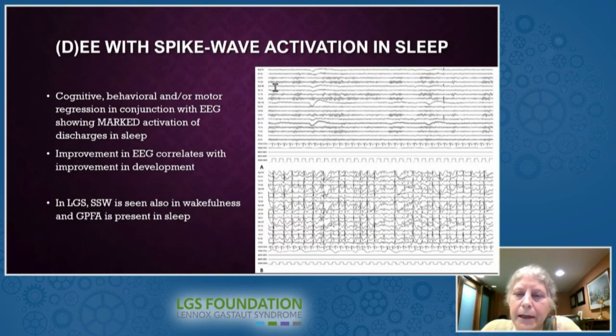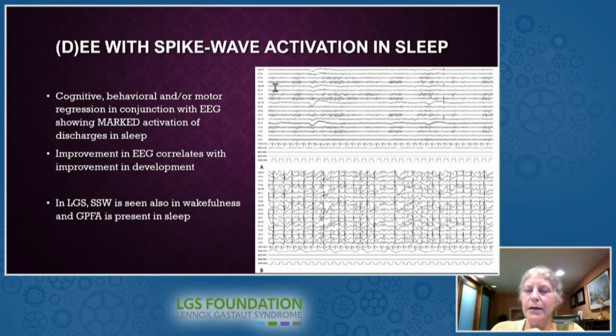And then sometimes what gets miscalled as Lennox-Gastaut is what is now termed developmental and epileptic encephalopathy with spike wave activation in sleep. It has been known by many other names, such as continuous spike wave in sleep, Landau-Kleffner syndrome, pseudo-Lennox syndrome, atypical benign focal epilepsy, but it is now going to be under one name, and this is the name. These children have cognitive, behavioral, and/or motor regression in conjunction with an EEG that shows marked activation of discharges in sleep.